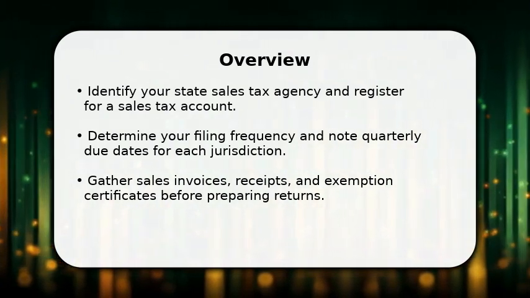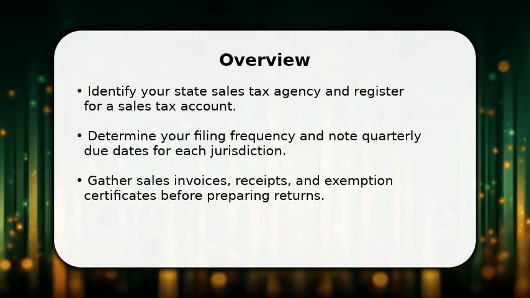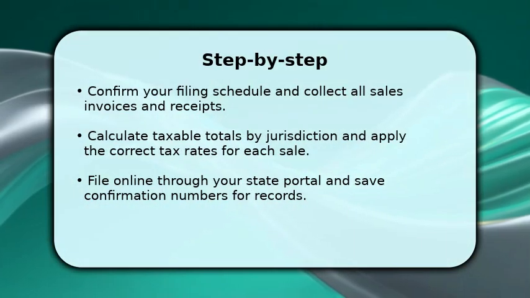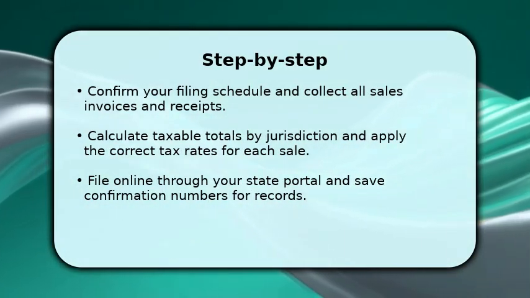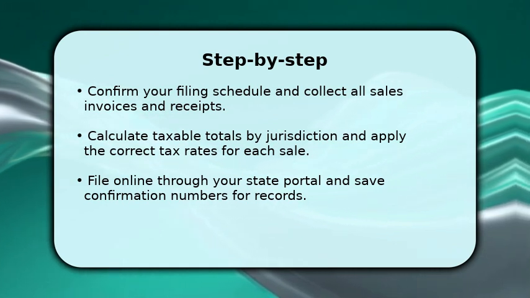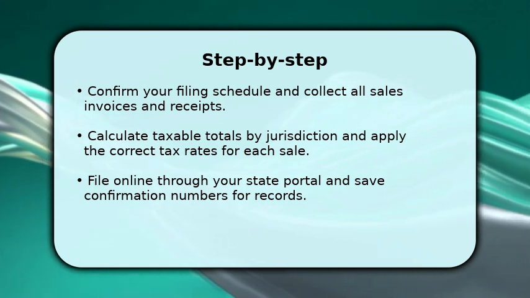Set reminders for due dates and keep copies of filed returns for audits. Contact your state revenue department for clarifications. Start by confirming your filing schedule and collecting all sales invoices and receipts. Calculate taxable totals by jurisdiction and apply correct tax rates, such as 6%, 5%, or local additions.